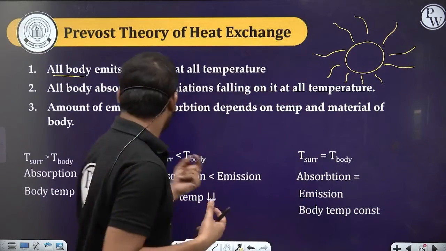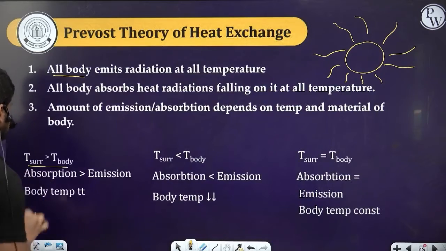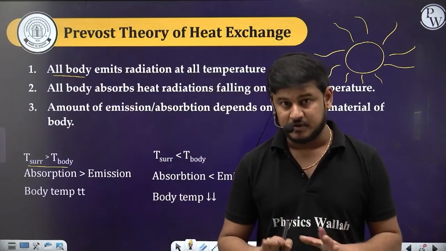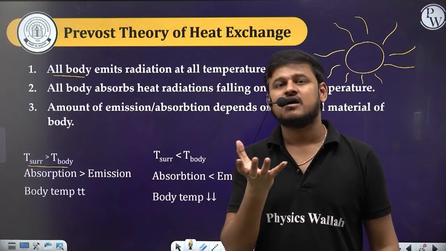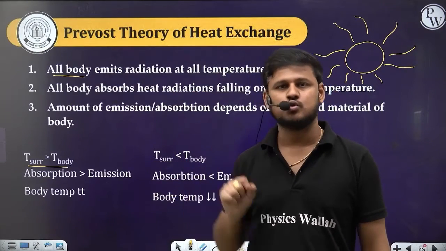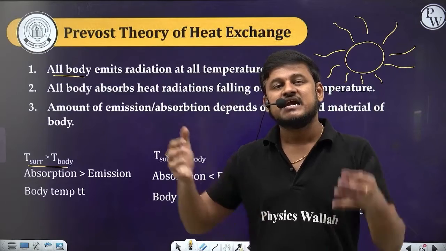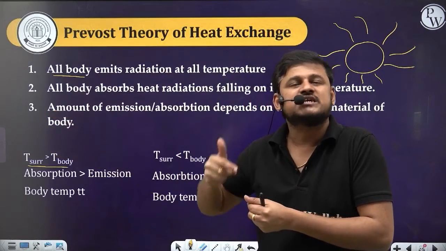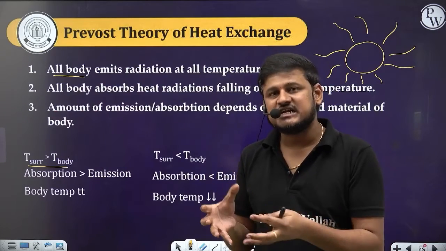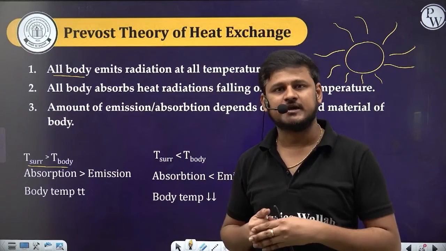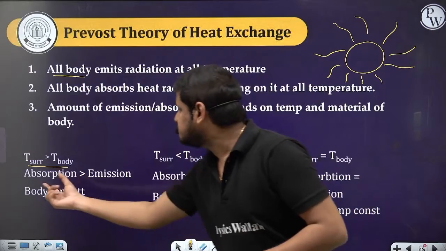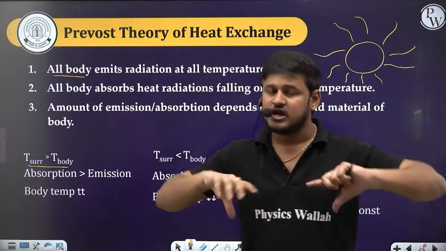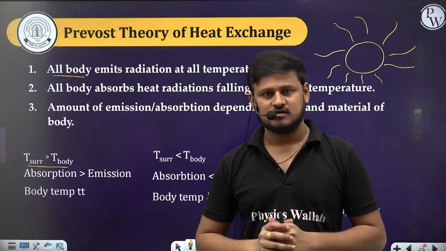If the temperature of the surroundings is greater than the temperature of the body, remember, if I place a cold body in this room, it absorbs more heat because the outside temperature is more and the body's temperature is less. As a result, its absorption is greater than the emission. Everybody absorbs and everybody emits.